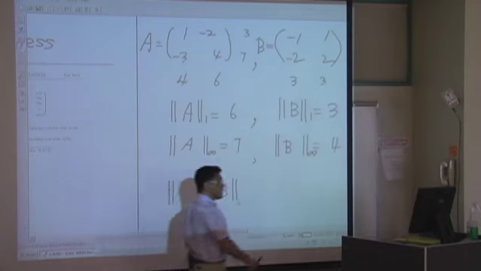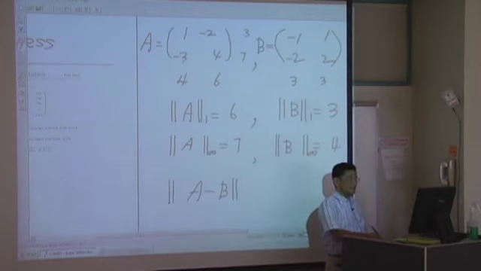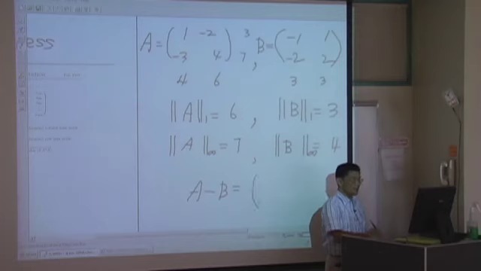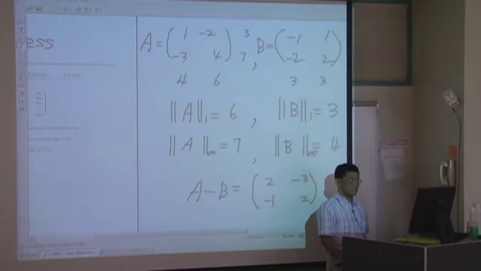So let's check A minus B. First of all, what is A minus B? I will write the A minus B matrix downstairs, and then write the norm. The A minus B matrix is component-wise subtraction, which gives us 2, and this is the case.